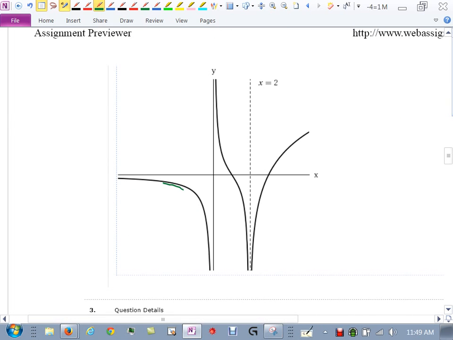As I move to the left, I'm approaching 0 forever. As I approach negative infinity, I'm approaching 0. As I approach 0 from the left, I am approaching negative infinity. As I approach 0 from the right, I'm approaching positive infinity. As I approach 2 from both sides, it goes to negative infinity. And as x goes to infinity, my function goes up and up to infinity.